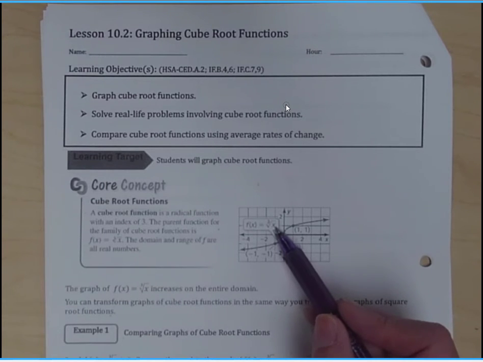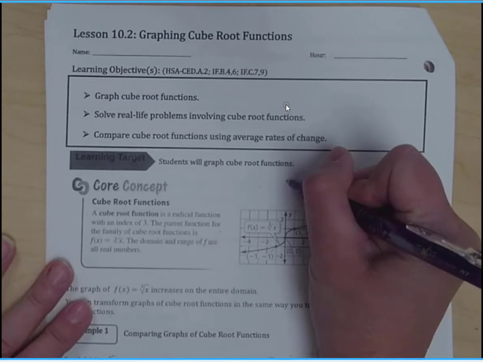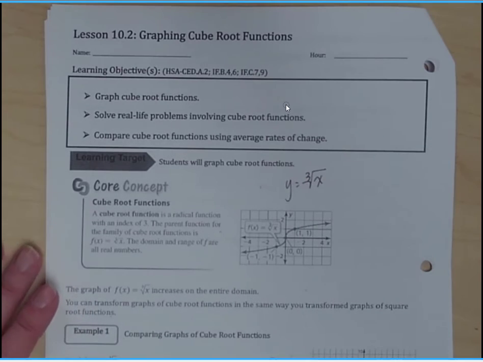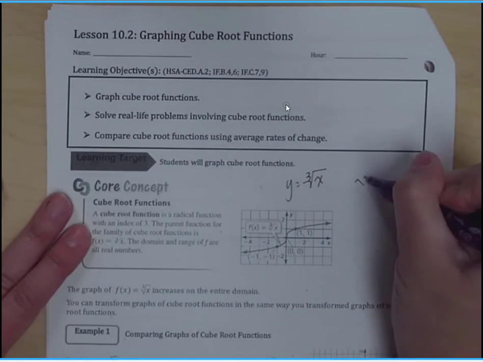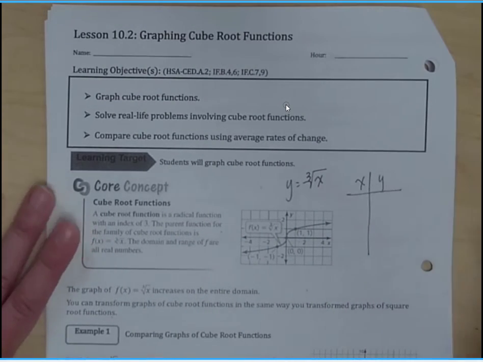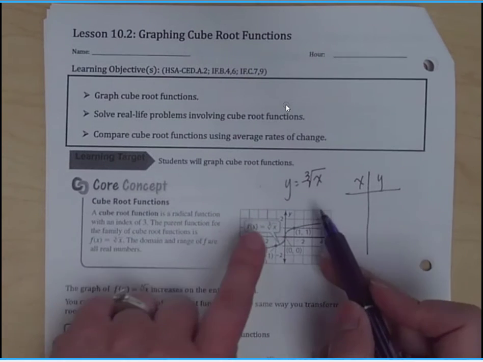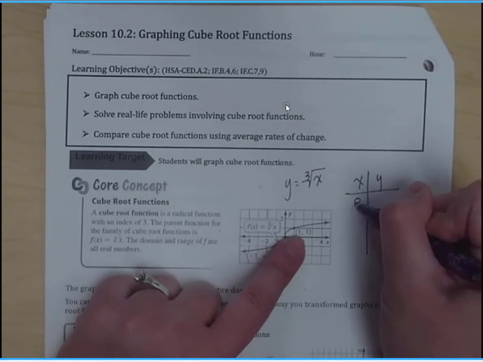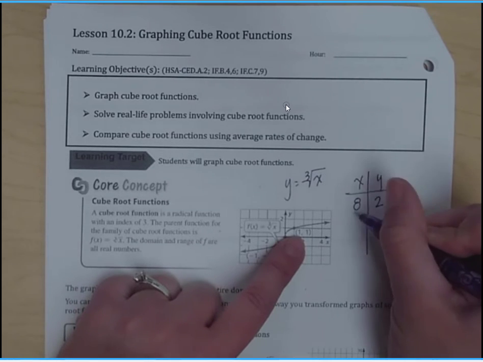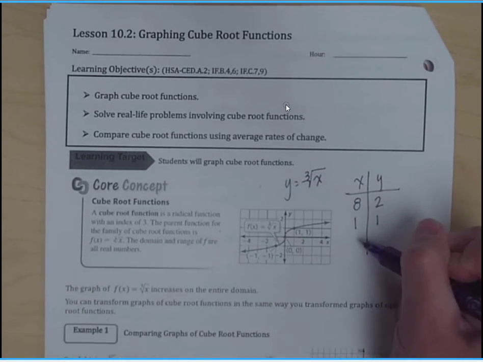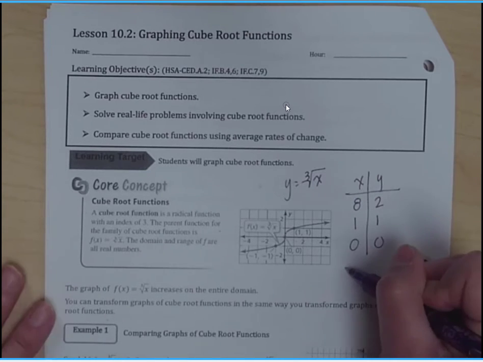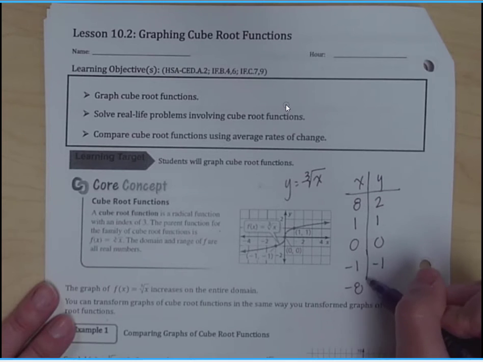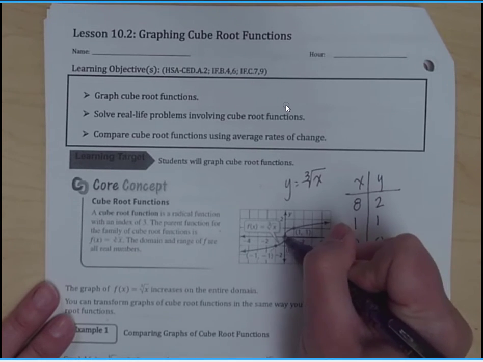Now, one of the things we want to do when graphing, if I have the function y equals the cube root of x, I want to plot values that are easy to graph. So with that being said, I want to make sure I pick perfect cubes here. So the cube root of 8 is 2, cube root of 1 is 1, cube root of 0 is 0, cube root of negative 1 is negative 1, and the cube root of negative 8 is negative 2.